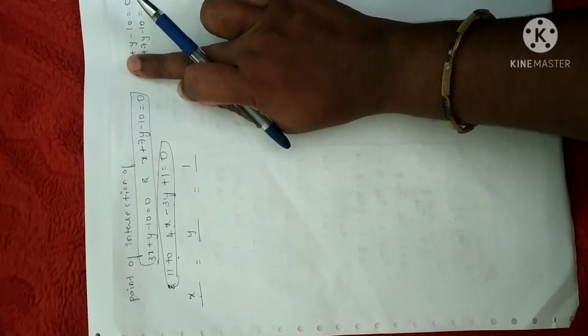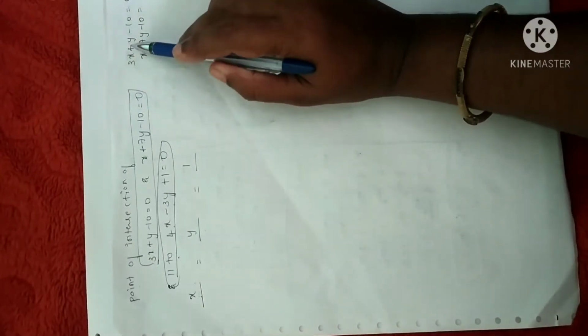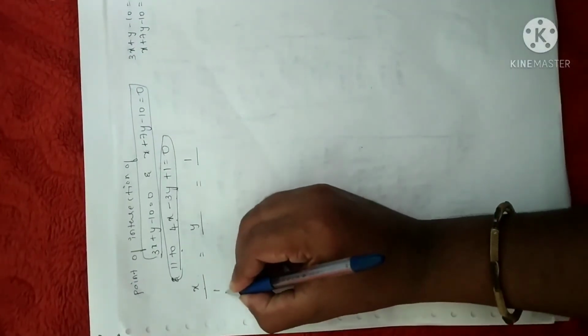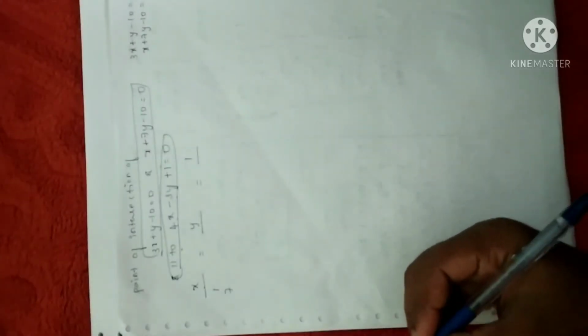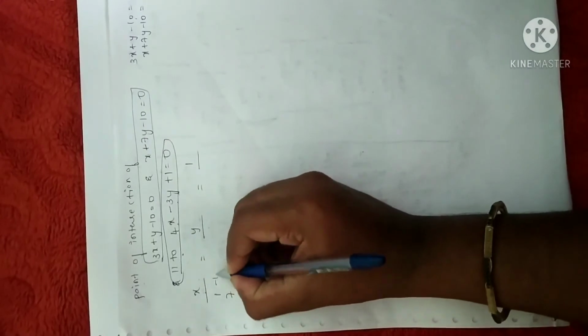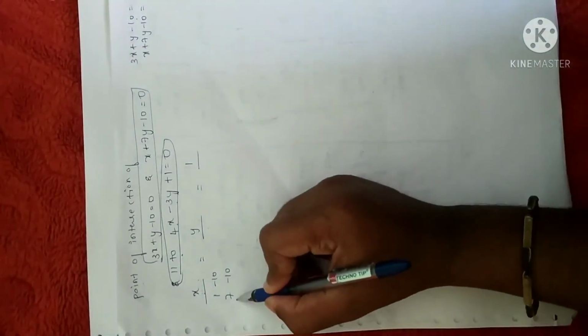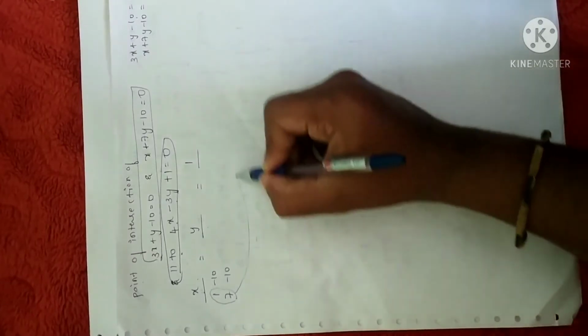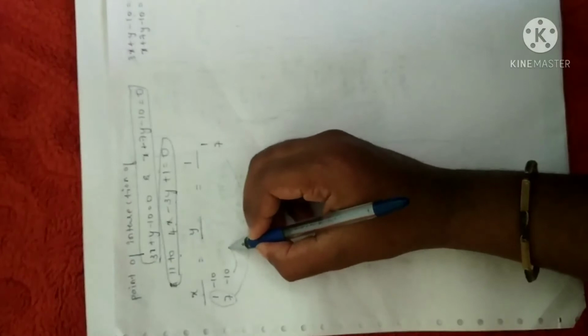What is the coefficient of y you have? 1 and 7. You write 1 and 7, one below the other. Next, the constant terms: minus 10, minus 10. Soon after writing this, whatever the value is there, just write it at last. Fine.